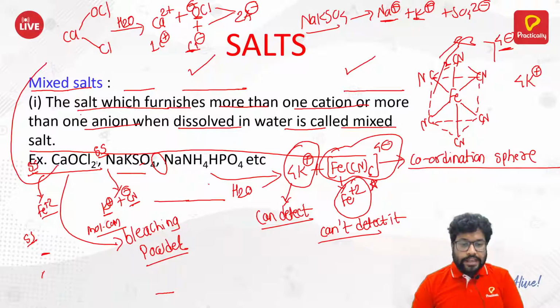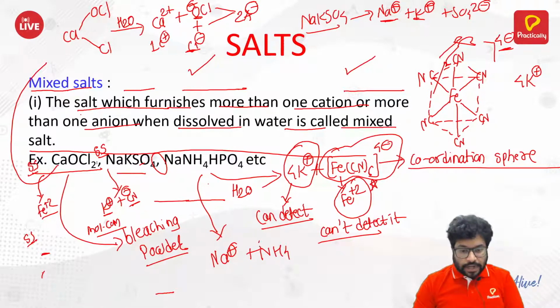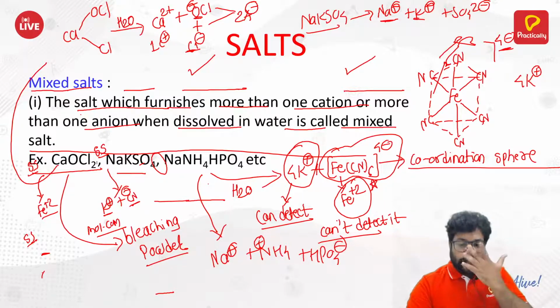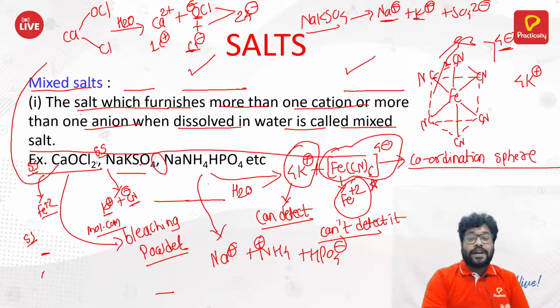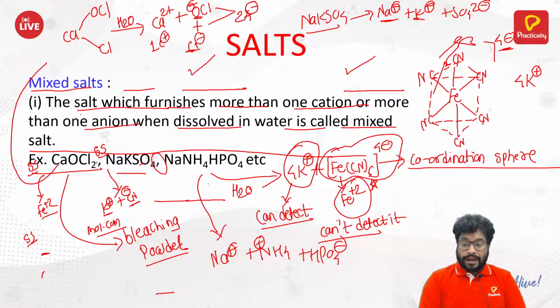Lastly, NaNH4HPO4. Whenever you dissolve this into water, you get Na plus, that's one cation. You get NH4 plus, that's another cation, and HPO4 2 minus, that's one anion. That is how you get different types of cations and anions. That is how mixed salts and all the types of salt are all about.